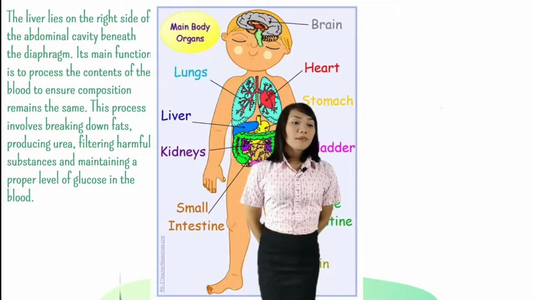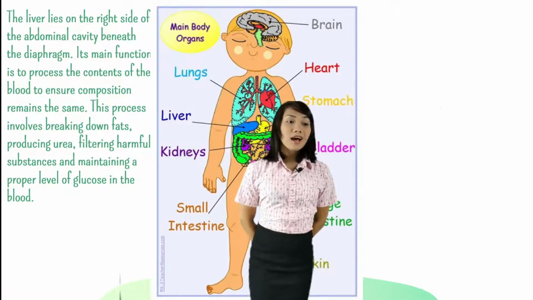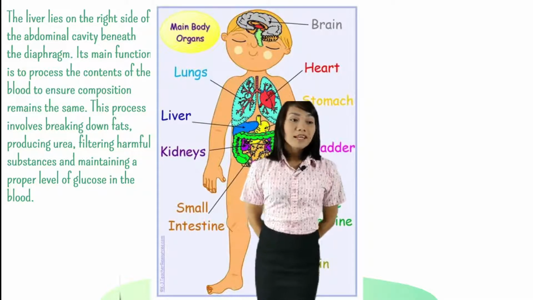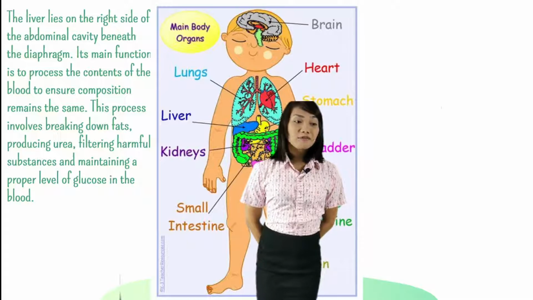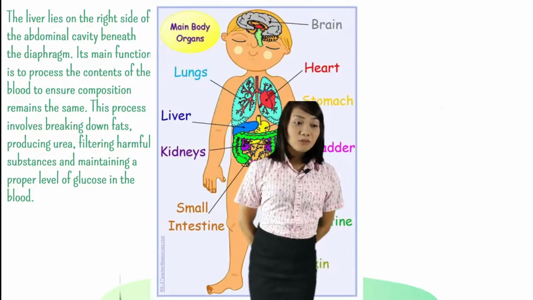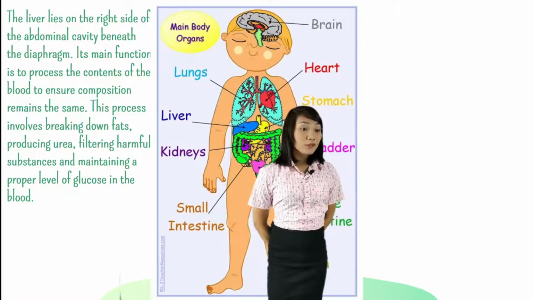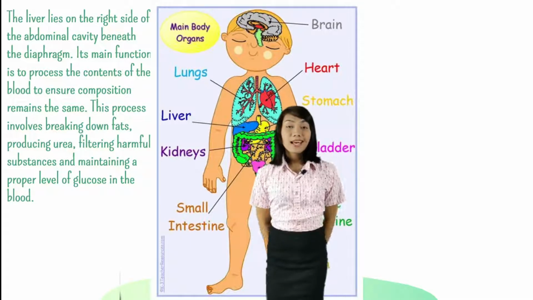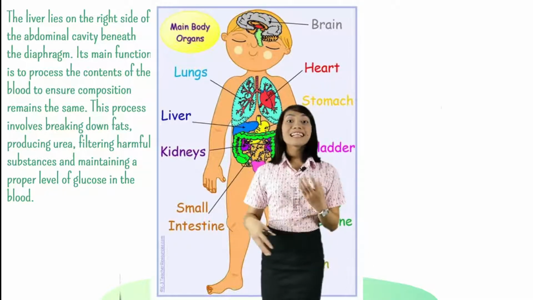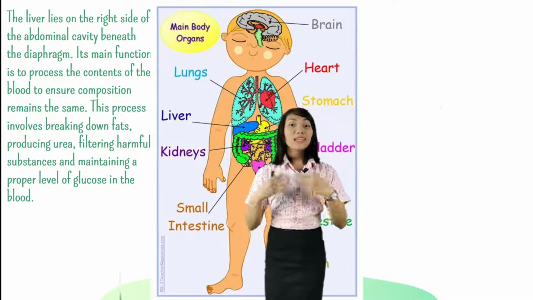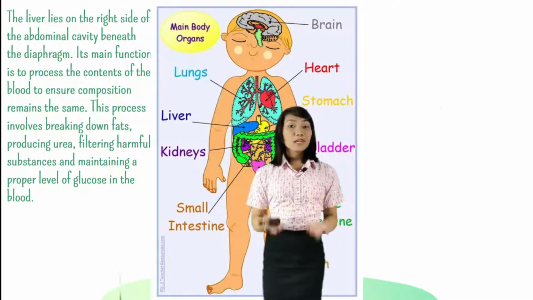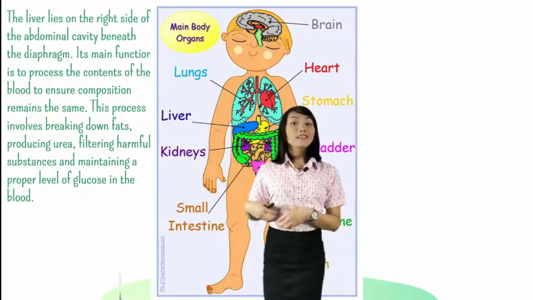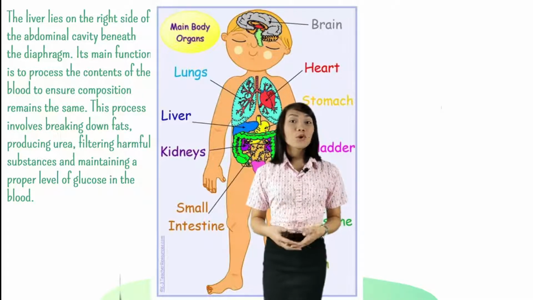Now, its main function is to process the contents of the blood to ensure composition remains the same. The process involves breaking down fats, producing urea, filtering fluids and other substances, and maintaining a proper level of glucose in the blood. The liver is very important because it cleanses your blood. That's the simple way. If your blood is clean, you can live healthy and you will avoid diseases. That's why the liver is very important because it cleanses your blood.